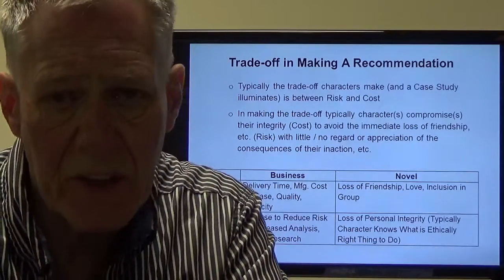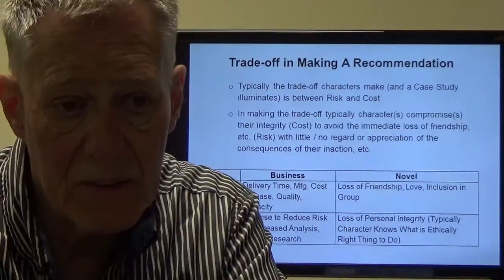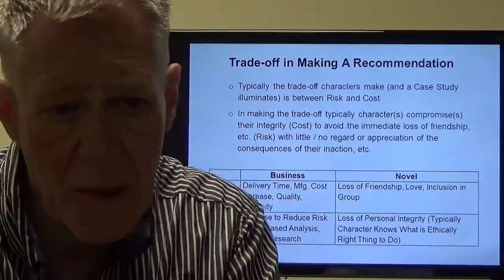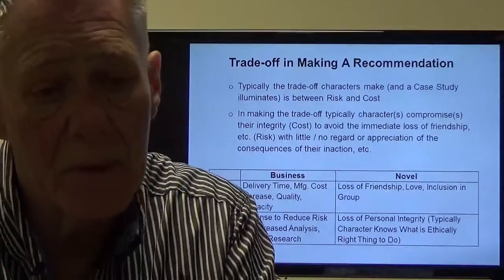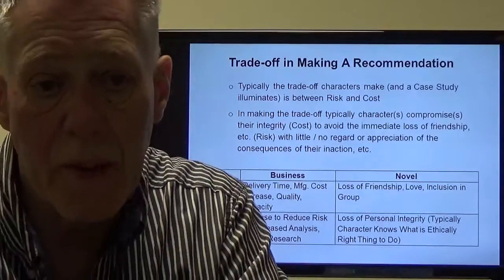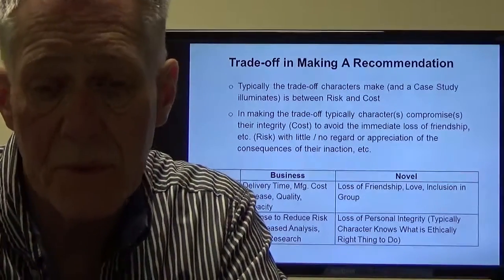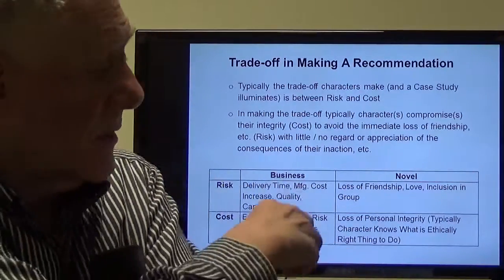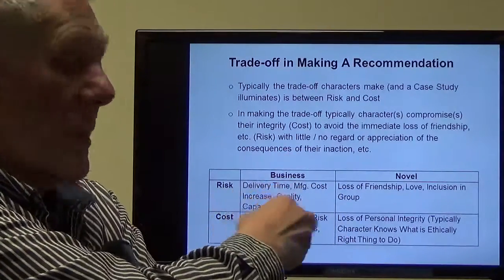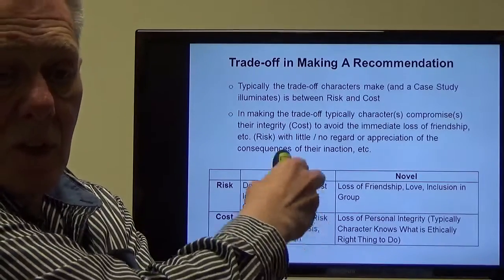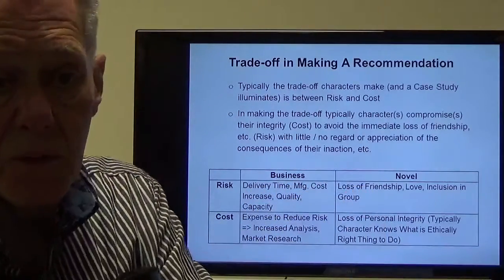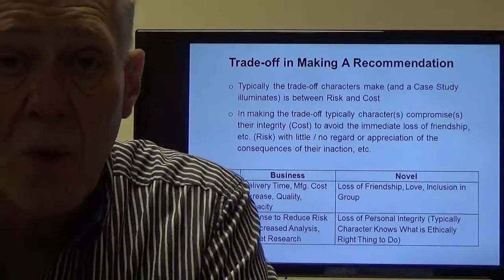The character in a novel is going to be trading off how much integrity he or she gives up to avoid the immediate loss of friendship, or whatever it happens to be. I've got some of the things listed here, as you can see. This is the business risk and cost. These might be the categories that would occur in the business case. And in a novel, you can see some examples of what would be going on there.